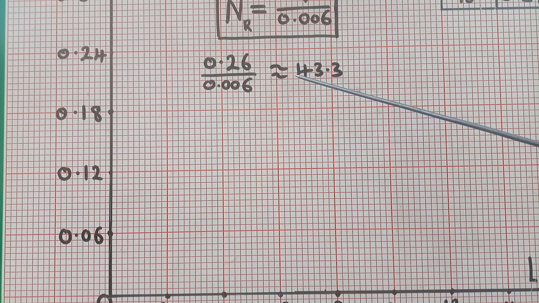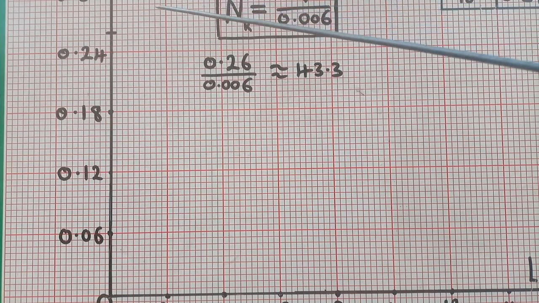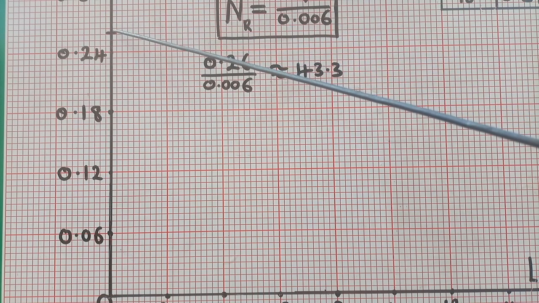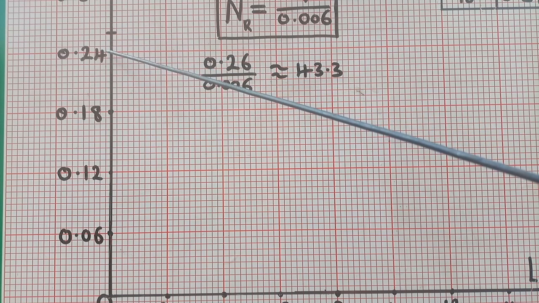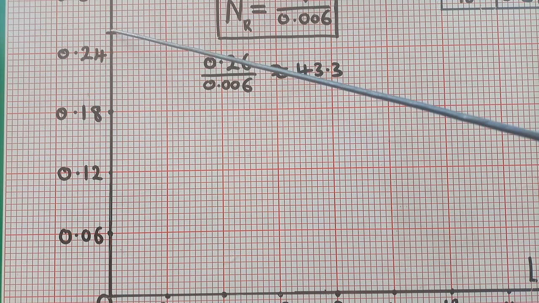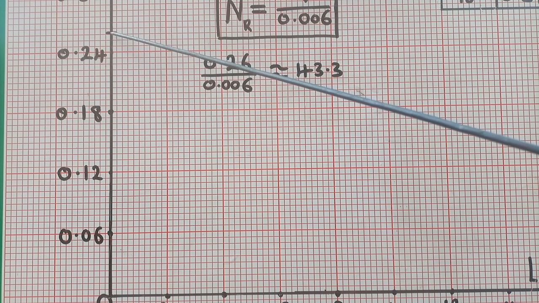Let us now mark the position for this 0.26 after we counted 43.3 unit boxes. Let's mark it. With a slash, I have marked the position of 0.26. Therefore, just a short distance above 0.24, what we get is 0.26. 0.26 corresponds to this point where I marked with a slash. Let us do the next.